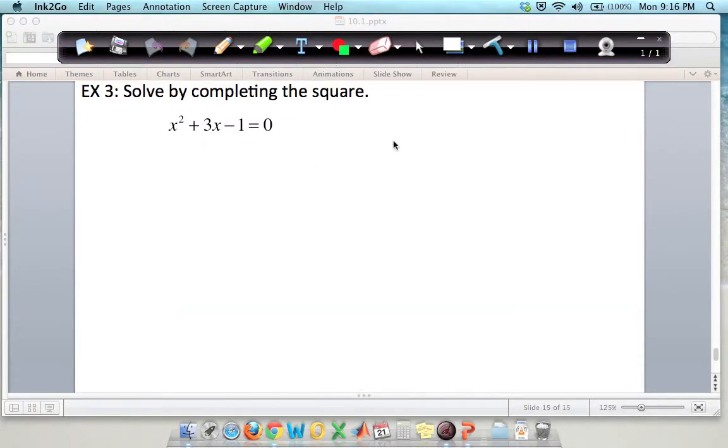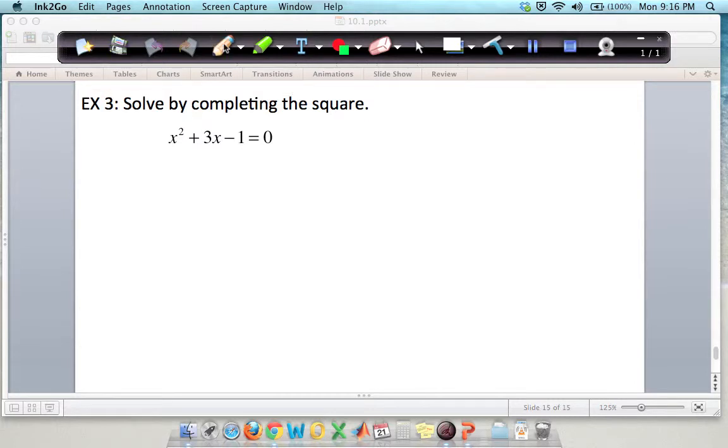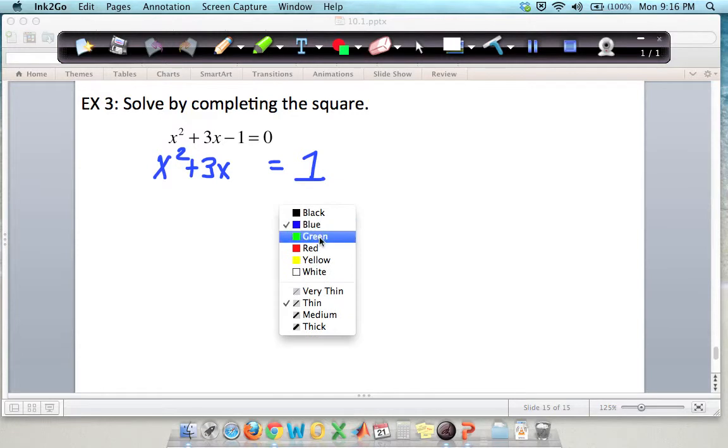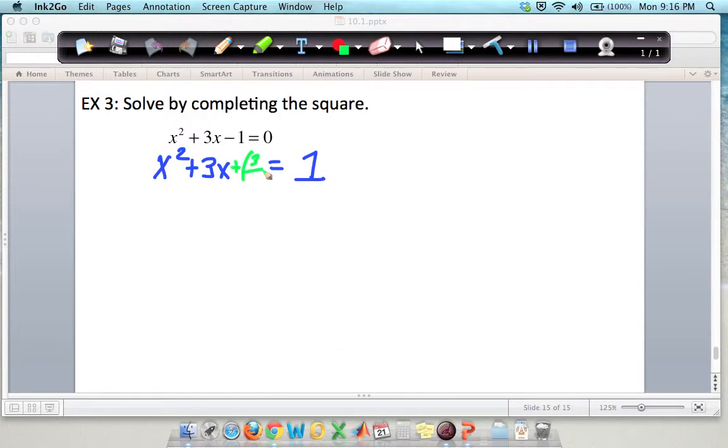Okay, we're going to do one more example. We're going to solve x squared plus 3x minus 1 equals 0. So again, a is 1, so I'm going to move my constant term over to the other side. And now I'm going to complete the square. So I'm going to take the number in front of x, which is 3, divide it by 2 and square it, and I'm going to add that to both sides.